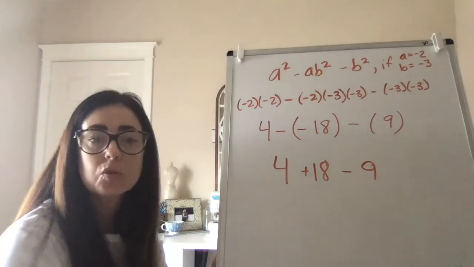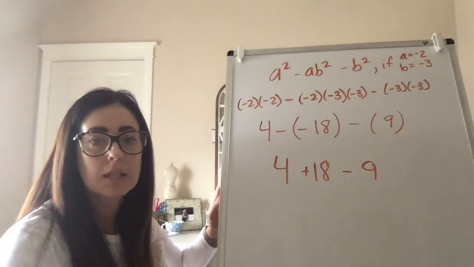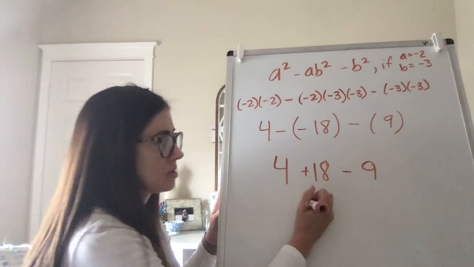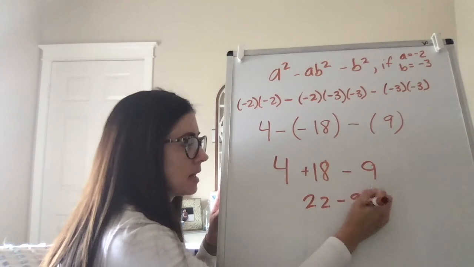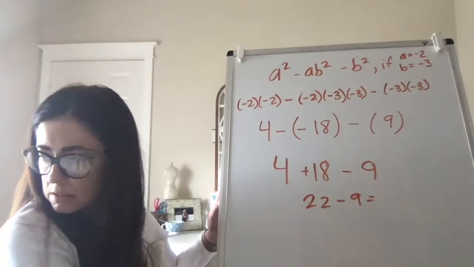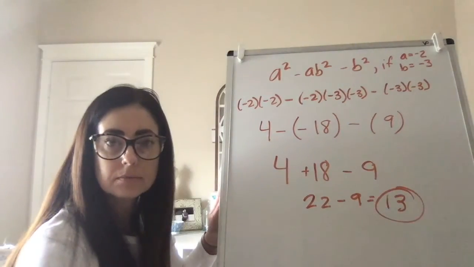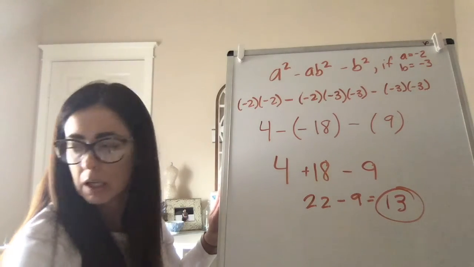So now we can just move left to right because we only have addition and subtraction left. So 4 plus 18 is 22. Minus 9 is 13. We got it right.